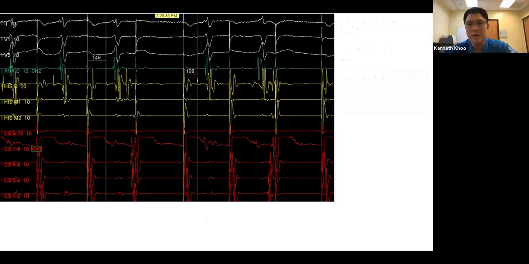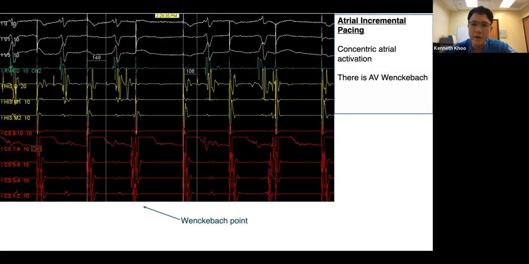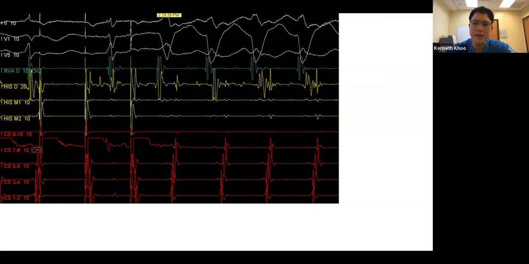We then continued to do antegrade atrial incremental pacing. And from here, we can see concentric atrial activation, and there is AV Wenckebach phenomenon. And then, while we are doing the antegrade atrial incremental pacing, we managed to induce a tachycardia.